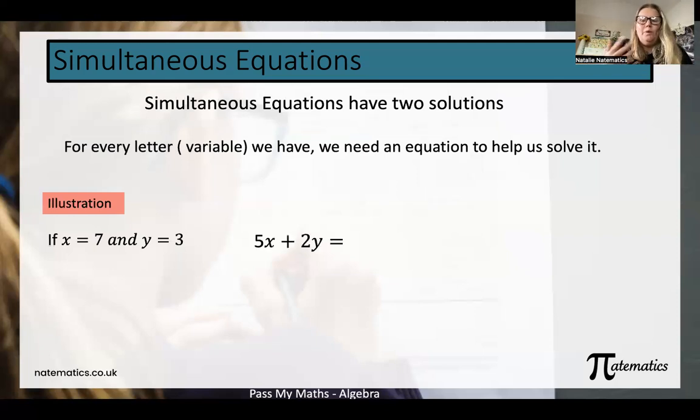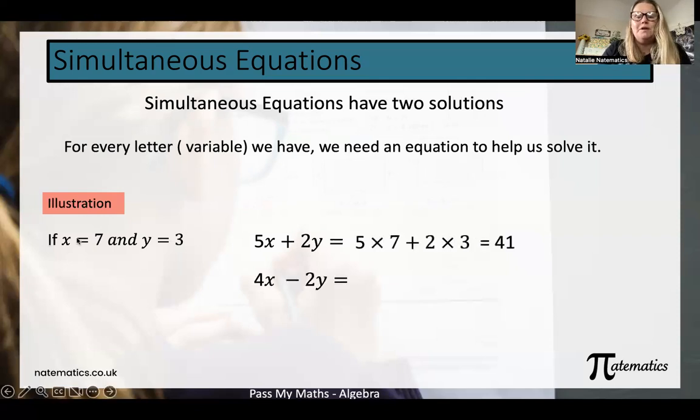So we could work out, what's 5x plus 2y? Just as a little reminder, 5x means 5 lots of x. So that would be 5 times 7. And then you'd have 2 lots of y, which is 3. So 2 lots of 3. 5 times 7 is 35. 2 times 3 is 6. Add the 2 together.